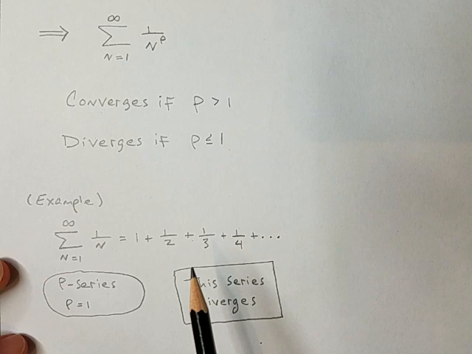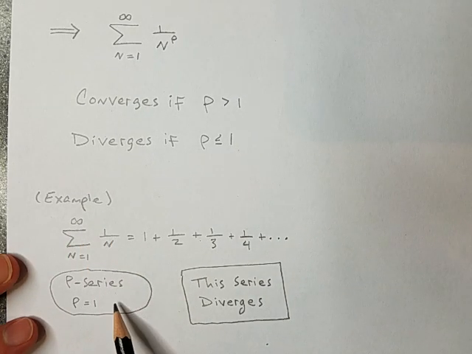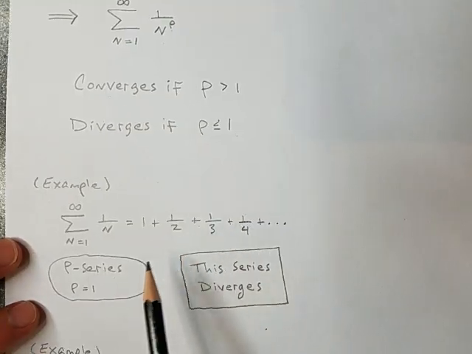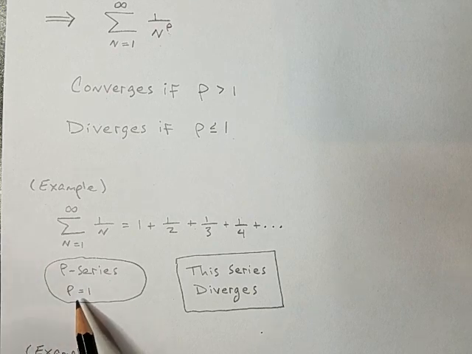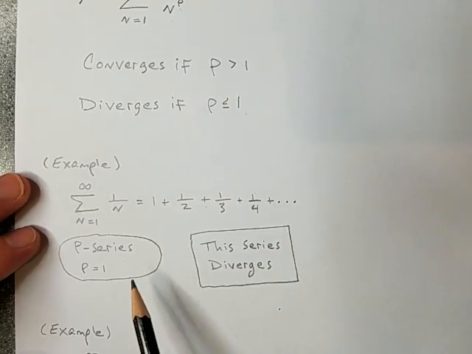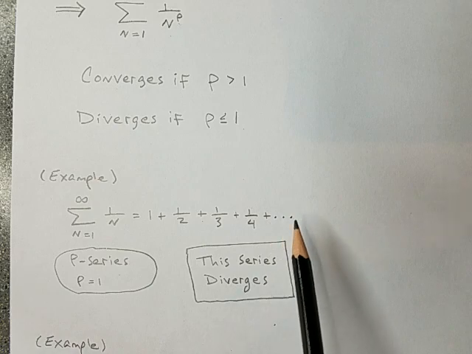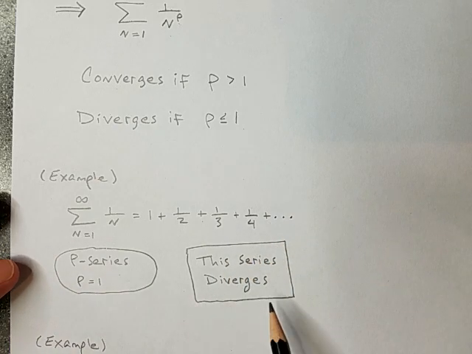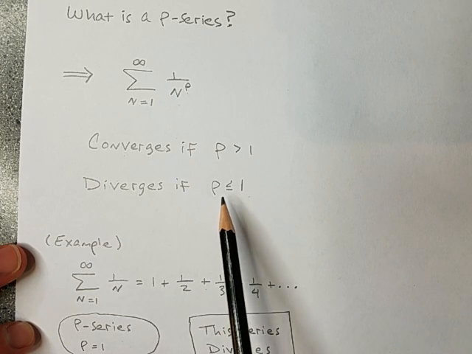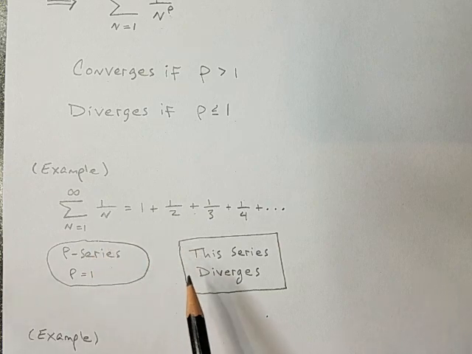So we'll look at this example here. Say you have the series from 1 to infinity of 1 over n. That's a p-series because it's like 1 over n to the first power, okay? So it's a p-series. The power p with regards to this formula is 1. The series looks like 1 plus a half plus a third plus a fourth plus forever. This series diverges because a p-series will diverge if the power is 1 or less, okay? All right, so that's a p-series. P is 1, it diverges.